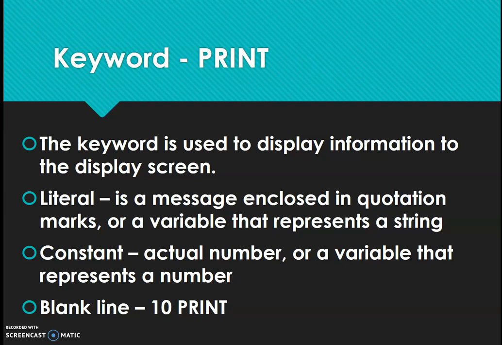We also have the constant. A constant is an actual number or a variable that represents a number. So I can actually produce a math operation like 5 plus 10, and that becomes a constant. That idea of a numerical value, a mathematical expression, would be considered a constant. We can also display blank lines to the screen.